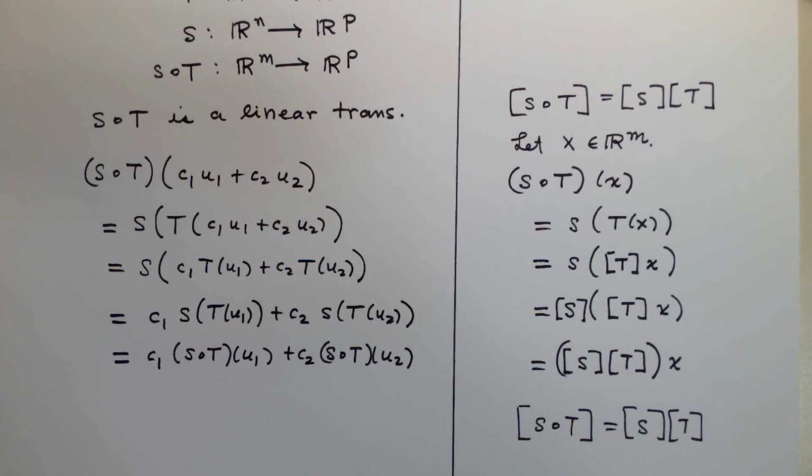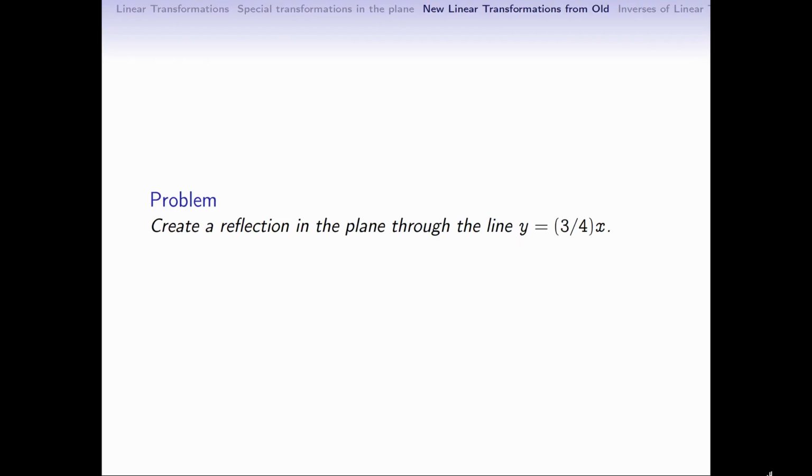So let's go back to the course notes. Now let's put theorem 3.32 to work for us. Let's create a reflection in the plane through the line y equals 3/4 x. So join me at the document camera to work out the details for this linear transformation.